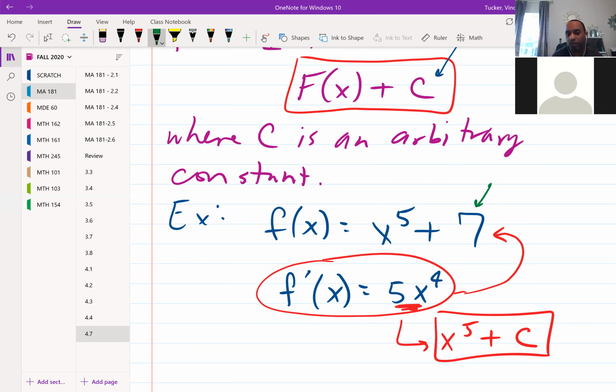Some problems will give us something, and some of them will just tell us to find the general antiderivative.